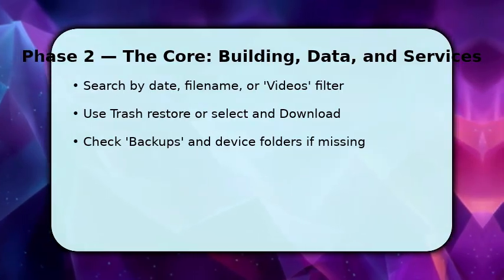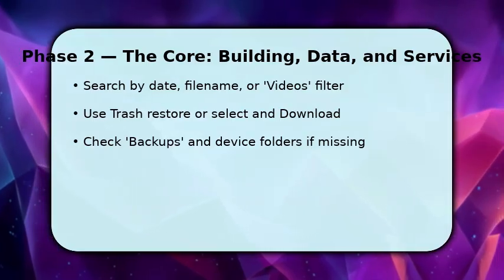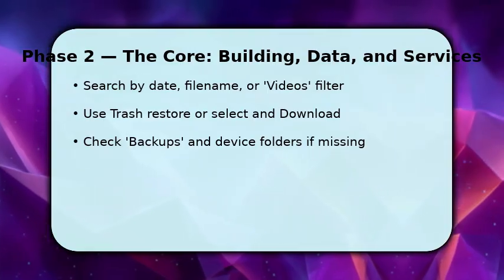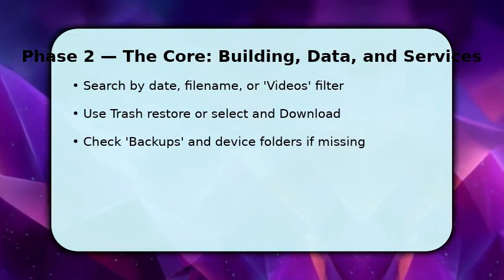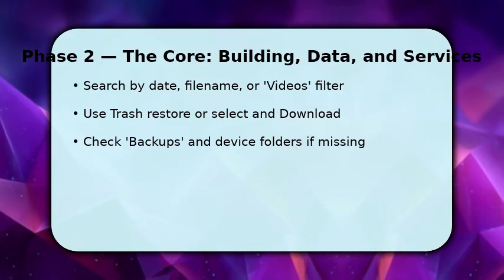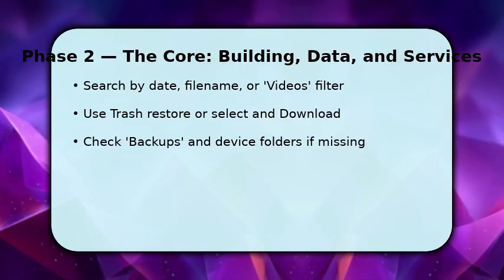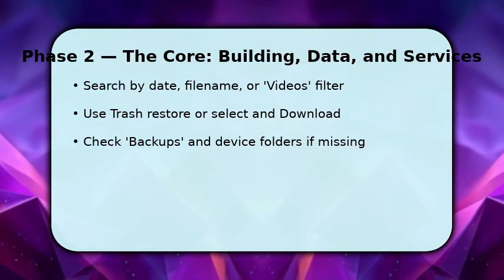Once located, select the video and tap Restore from Trash to return it to your library, or choose Download to save a local copy. If the video isn't in Photos, inspect device folders or the backup partner accounts. Sometimes the file sits in a phone folder named DCIM or WhatsApp, and restoring from there is faster and more reliable. Finish by confirming the restored video plays correctly.